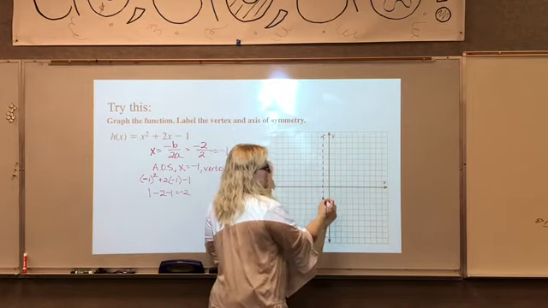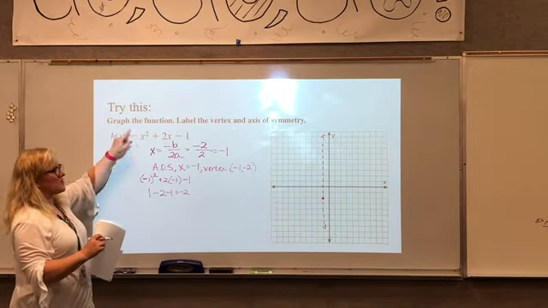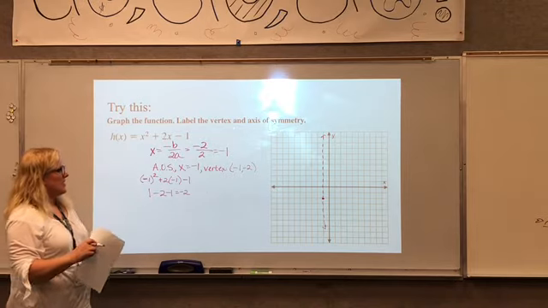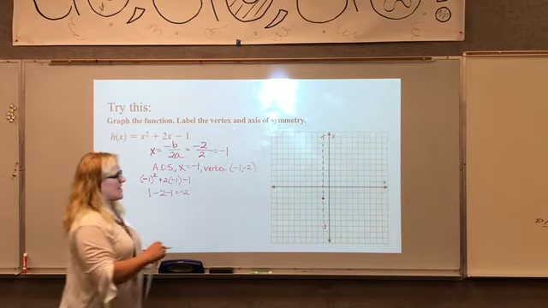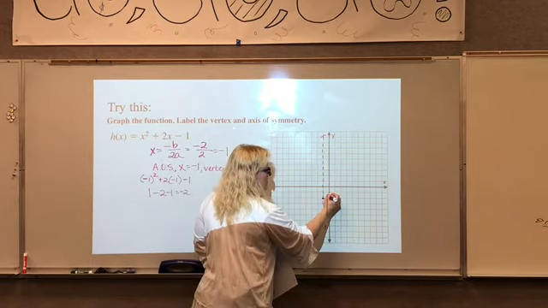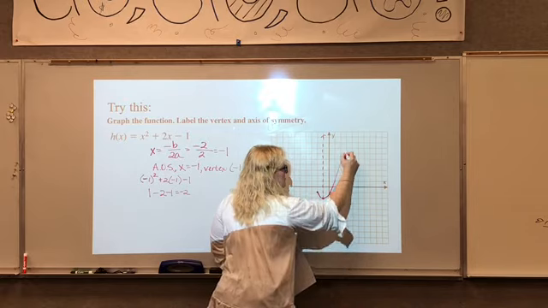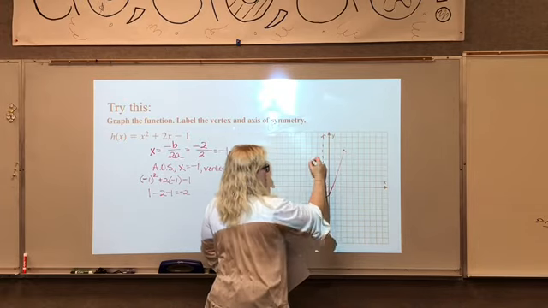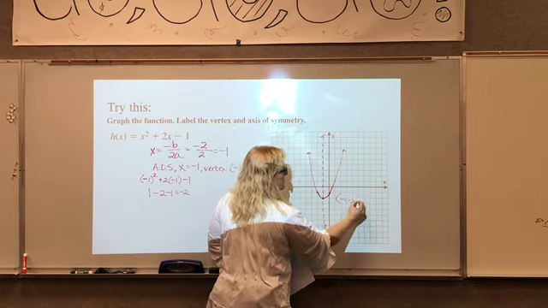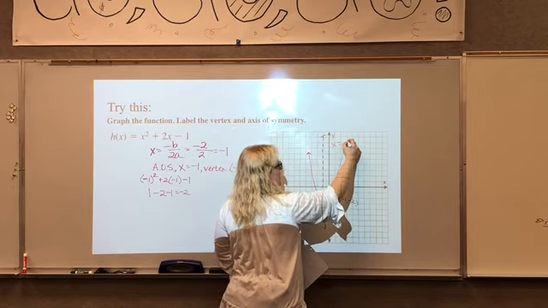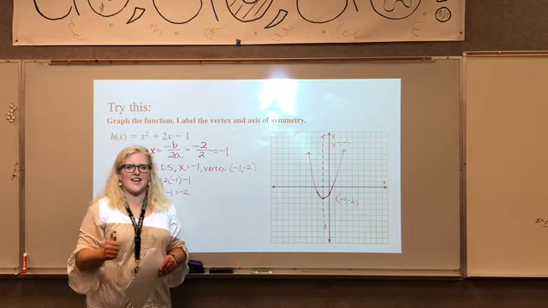So does it open up or does it open down? Well, it's positive, so it's going to open up. And my y-intercept is -1. So it looks something like this. So -1, -2, and x equals -1. All right, we'll go on to the last one in the next video.